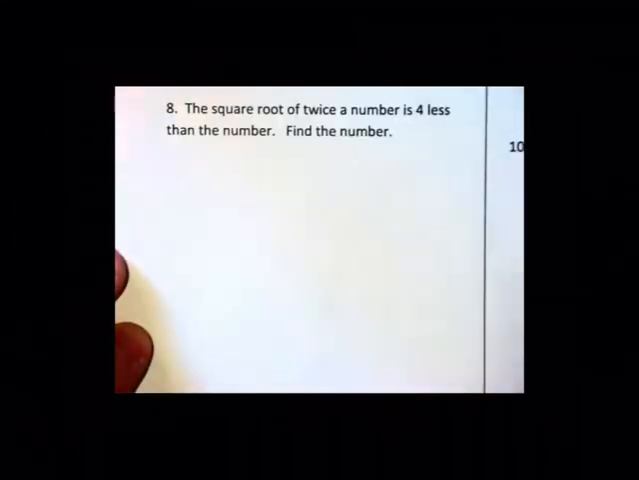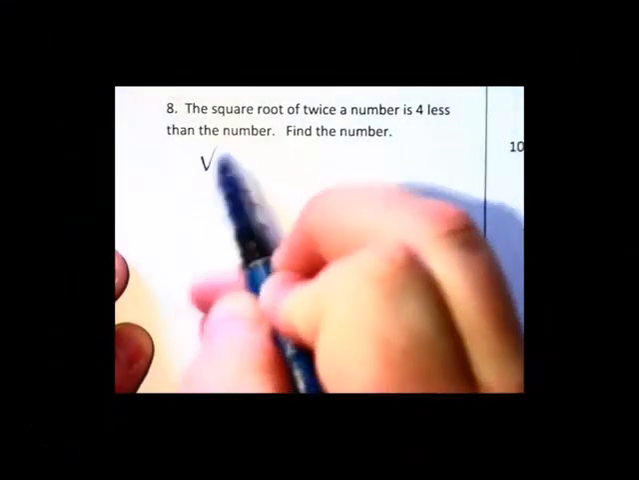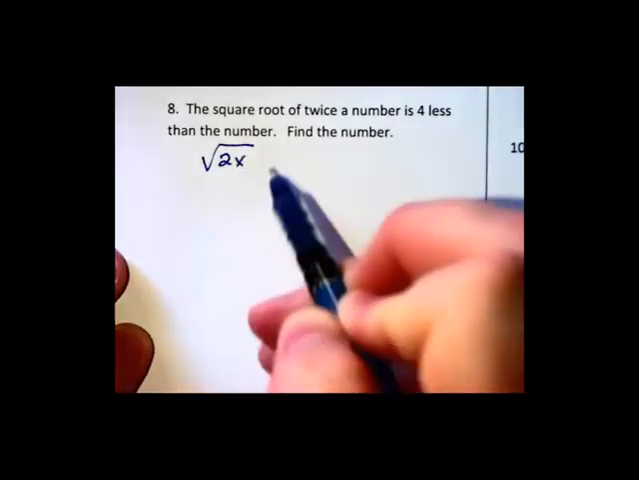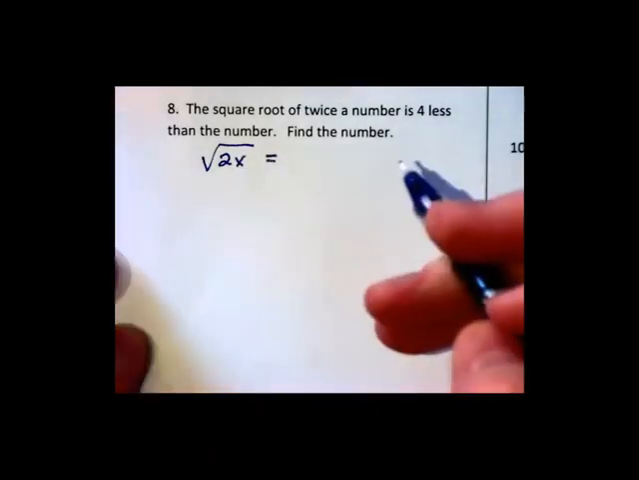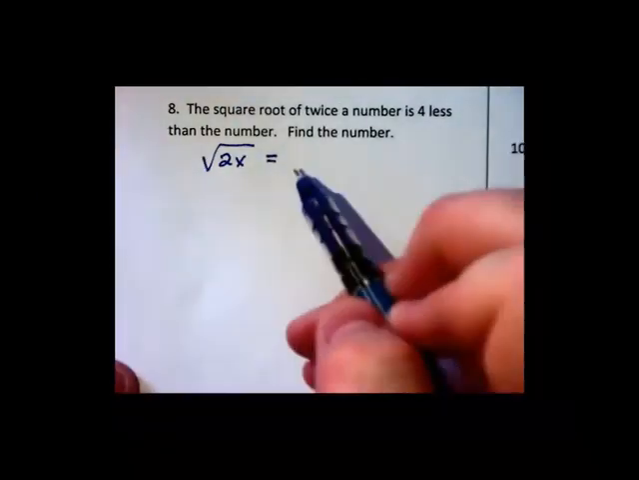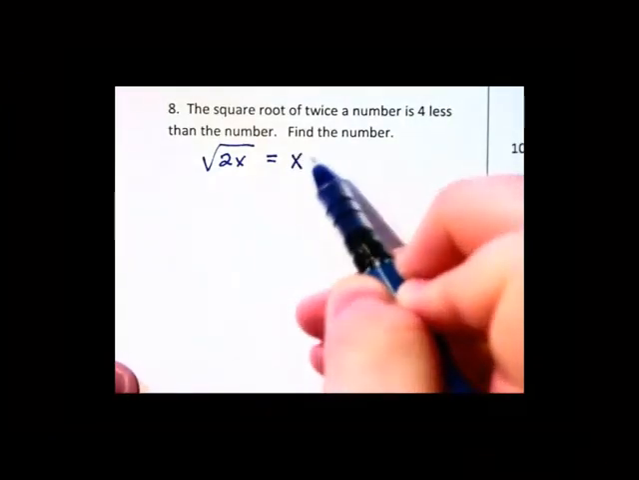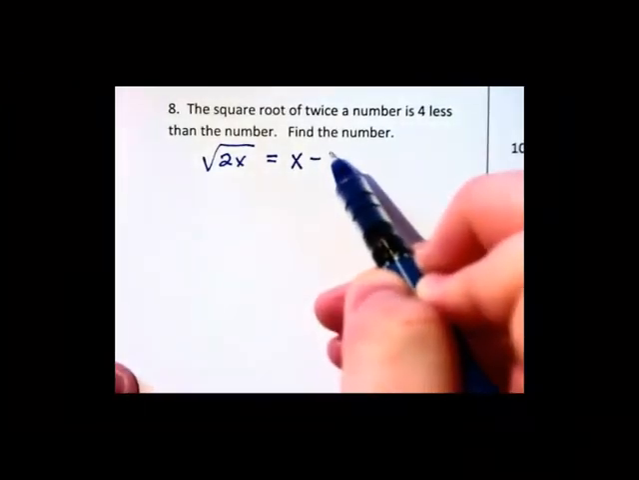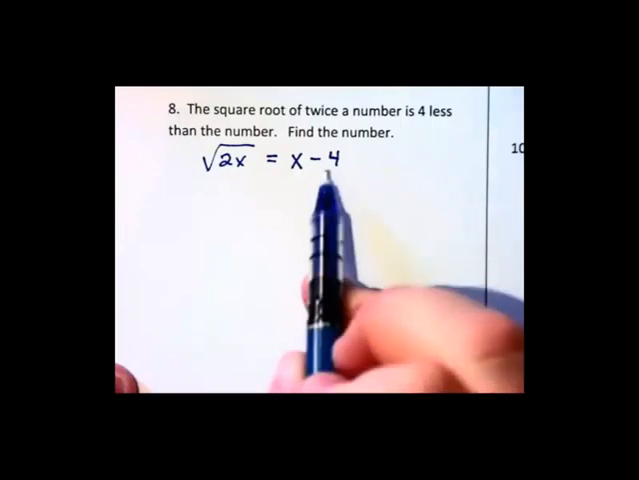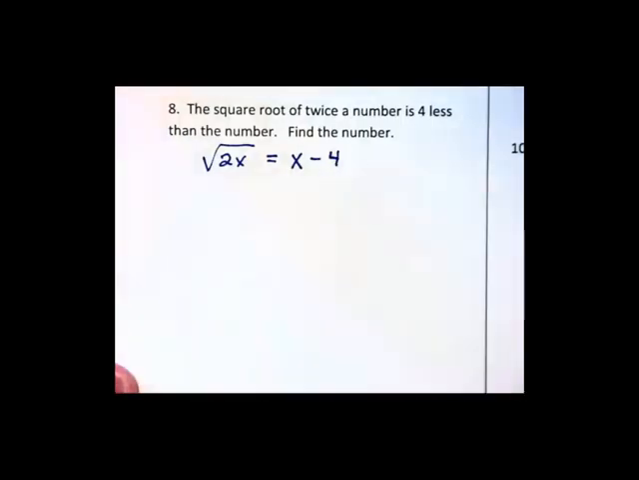The square root of twice a number, that would be the square root of 2x, is, that becomes an equal sign, 4 less than the number. The word less we have to watch out for. It's not 4 minus x, it's x minus 4, 4 less than the number that you're starting with.